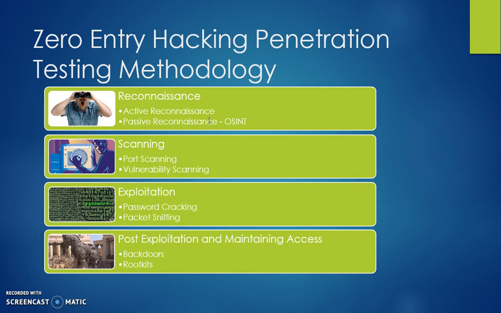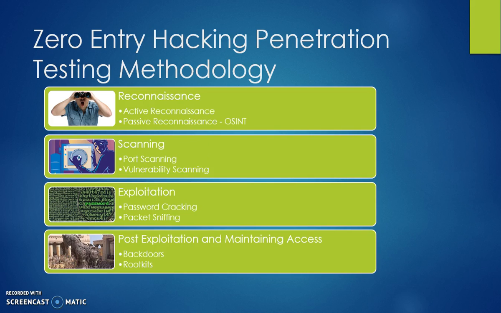And then the final one is the post-exploitation and maintaining access. And pretty much after you exploit the system, how to maintain access. And this book goes into detail, a lot of good, clear, easy to understand details. And some of what you can expect to see in this chapter will be backdoors and rootkits.